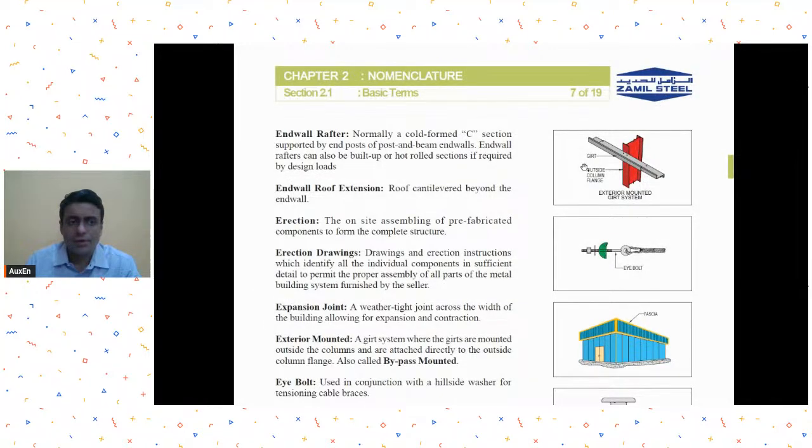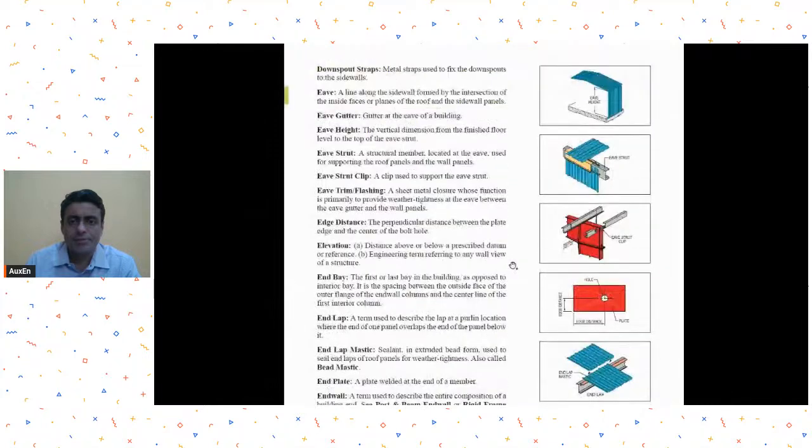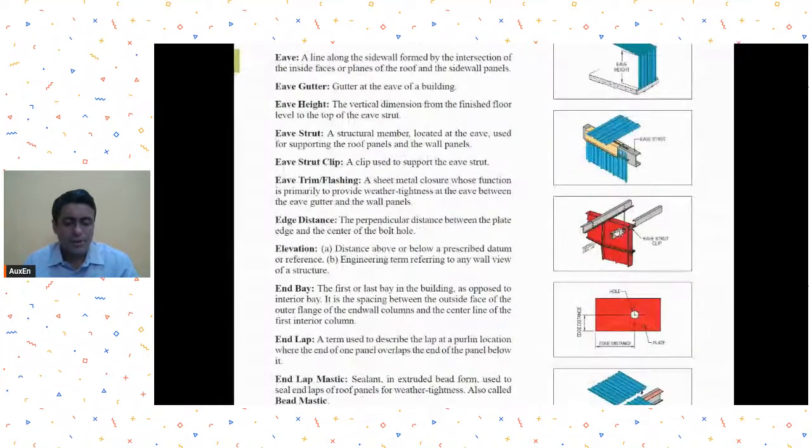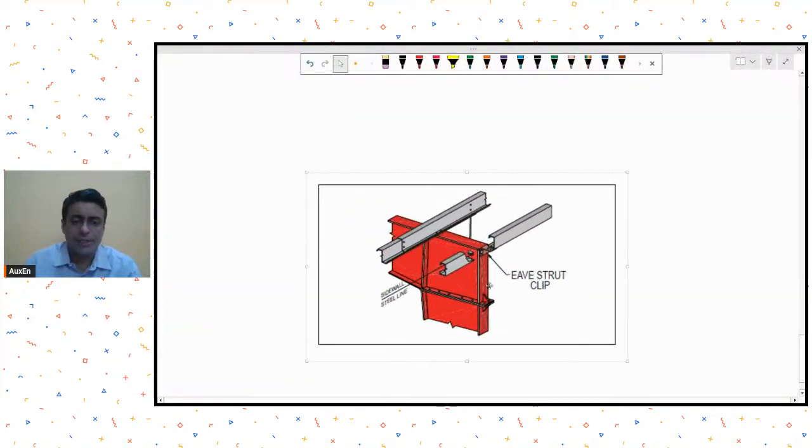Or what I can do is maybe I can just bring it to the OneNote. So first of all, I'll just recommend every one of you that you can always download this handbook. It is freely available on the internet. It will help you to understand a lot of things about different systems, connections, connectivity for PEB shed-like structures.